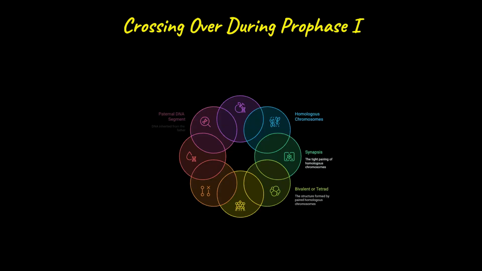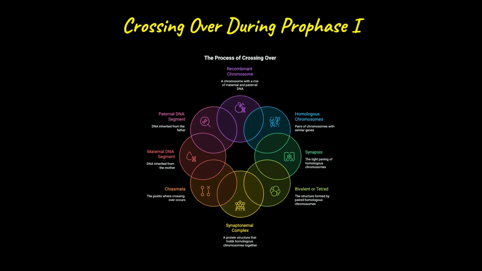During prophase, homologous chromosomes pair up in a process called synapsis, held precisely together by the synaptonemal complex. Enzymes then cut DNA at points called chiasmata, swapping segments between the maternal and paternal chromosomes to produce recombinant chromosomes, each a mosaic of both parents.